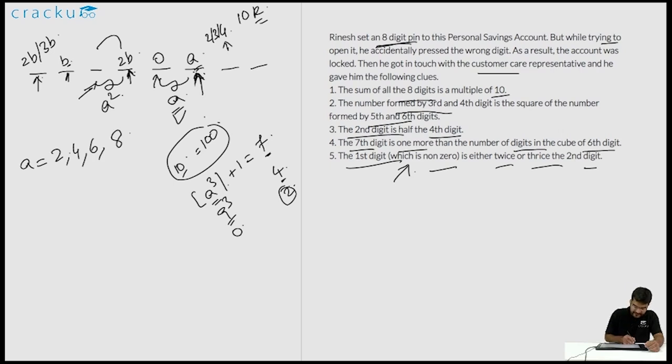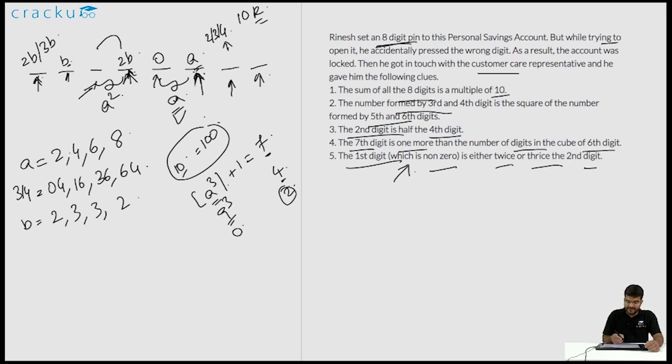This would imply that the third and the fourth digits together would be 04, 16, 36 or 64. This is just the square of a. This would imply that b is equal to the last digit, the fourth digit, divided by 2. So b will equal 2 or 3 or 3 or 2. And based on each one of them, we can figure out the possible values of the first digit, the seventh digit, and the eighth digit. We can figure out the eighth digit because we know that the sum of all the digits is a multiple of 10. So let us go ahead and put down all the 4 possibilities.